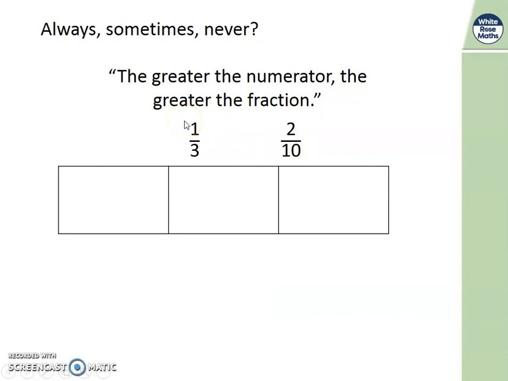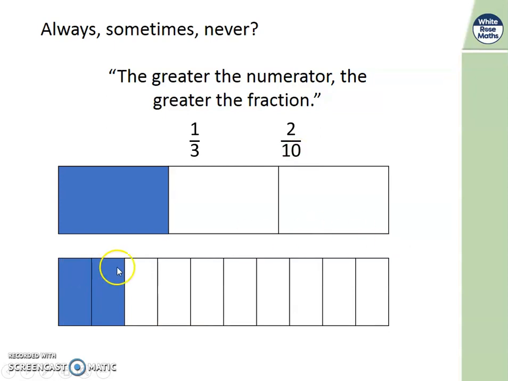Is it always true though? Can I find one that doesn't work? So here I can see that the numerator on this side is greater. So therefore this side, 2/10, should be greater than this side, which is 1/3. Let's build it. Here I've got 1/3. My line for 2/10 has to be the same length, so it must stop here, like that. And I shade in 2 of the pieces.